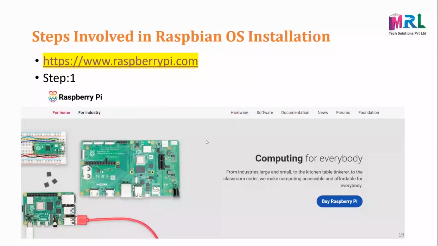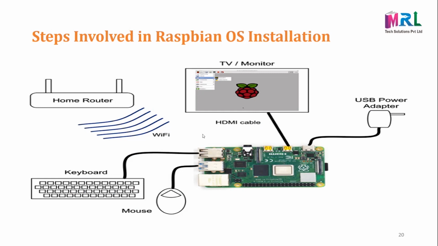After that, you need to insert your SD card in the back side of your Raspberry Pi board. You need to give the power supply through the USB adapter, in the first port, using a Type C wire. The monitor will be connected through a micro HDMI wire, with the other end of the HDMI connected to your monitor. Then the mouse and keyboard will be connected through the USB ports.